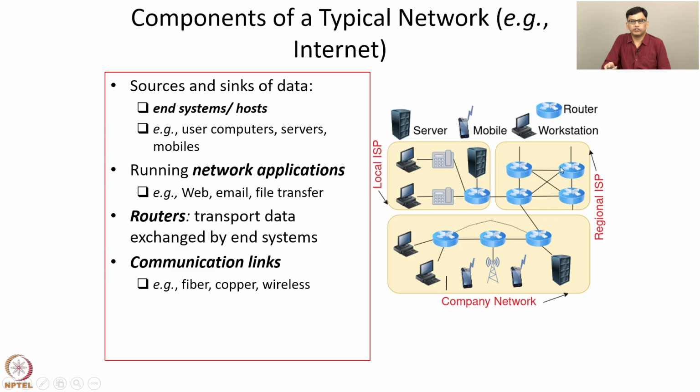So there are these routers which transport the data exchanged by end systems. Routers don't generate any data, nor do they download any data. And finally, we have communication links, which are shown here, connecting the different end systems and routers together. They are made up of various media, such as fiber, copper, and wireless, and so on.